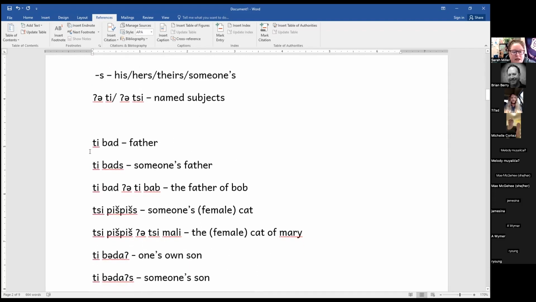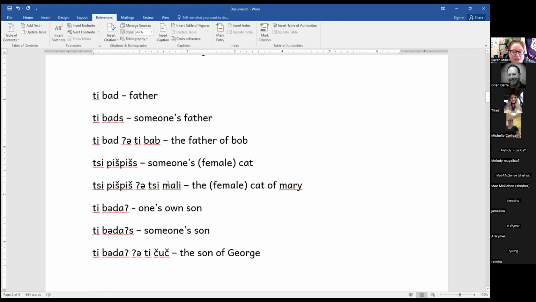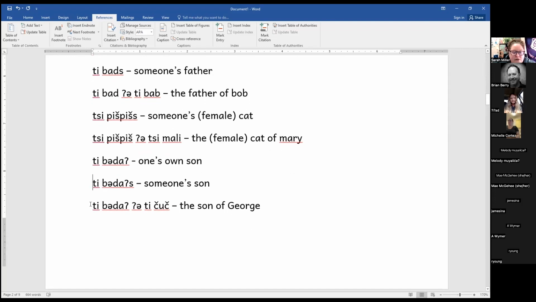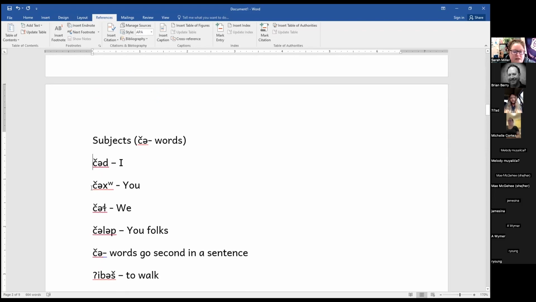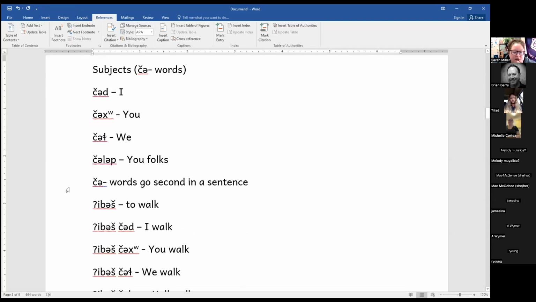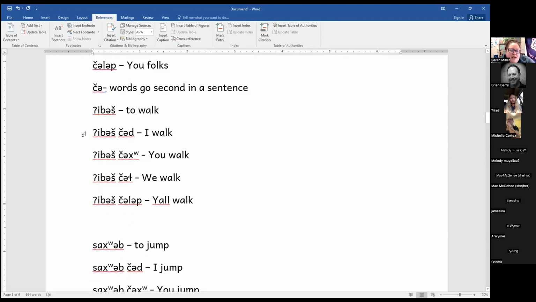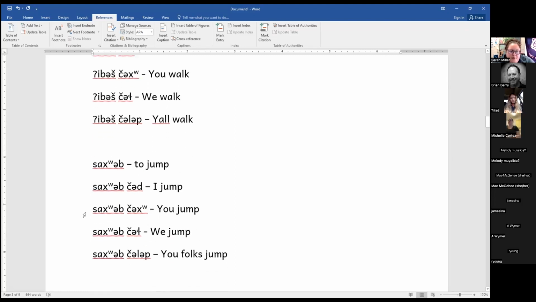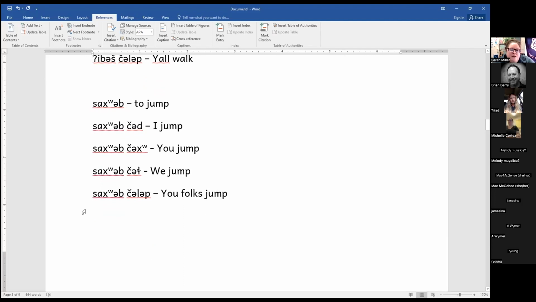Then down to these possessives, t-bod, t-bods. Remember that S does not pluralize. T-bod at t-bob, c-pish pish, c-pish pish at c-molly, t-badat, t-badats, t-badat at t-chuch. And now on to subjects. Chud, chuh, chuck, chullup. Remember, these always go second. So you're going to have your verb first, and then you'll put your ch word after. Abush, abush chud, abush chuh, abush chuck, abush chullup. And then on to safwab, safwab chud, safwab chuh, safwab chuck, and safwab chullup.